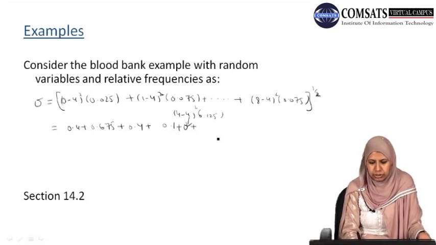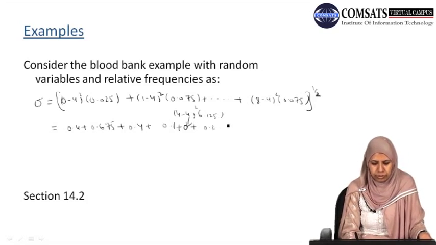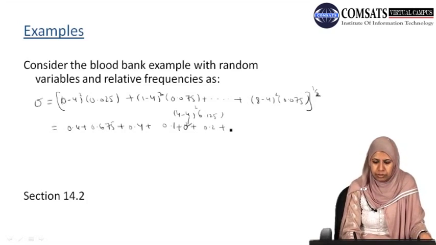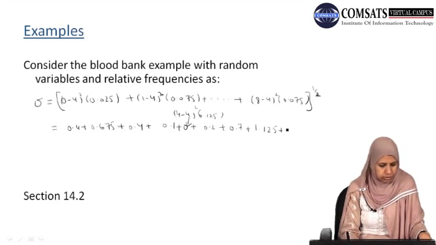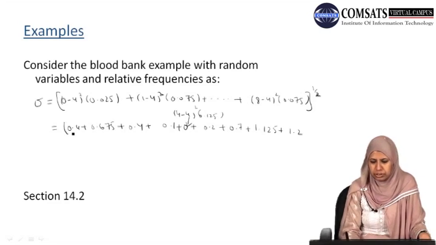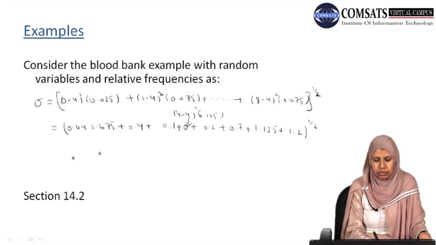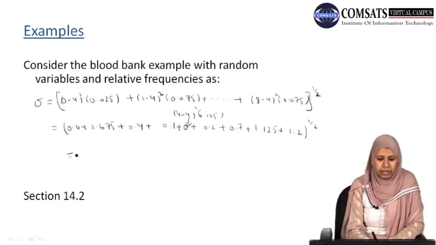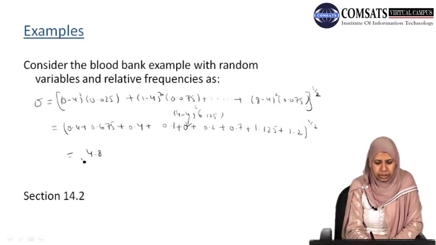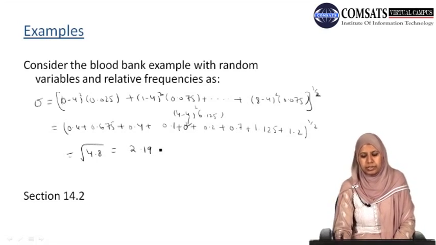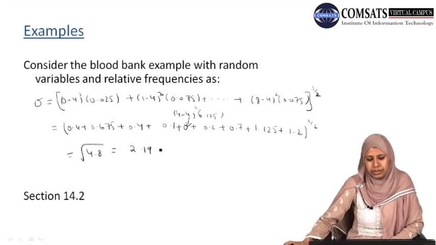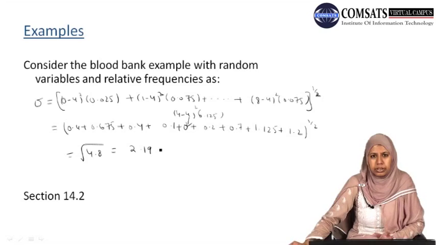Then for the case of 5 units removed, for the case of 6 units removed, and so on, the sum of all these values with under root, we obtained 4.8 under root, which is 2.19, which means that the data points are 2.19 units from the mean.